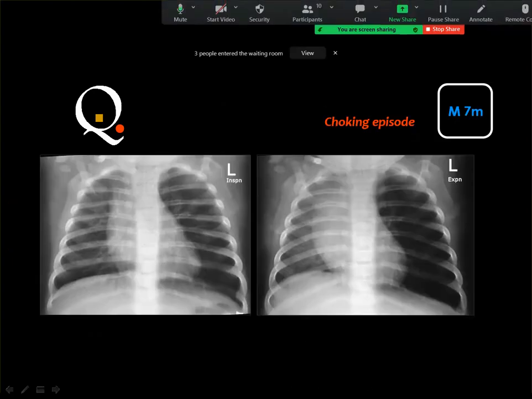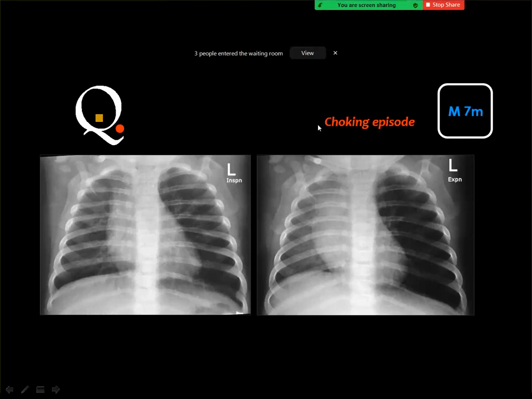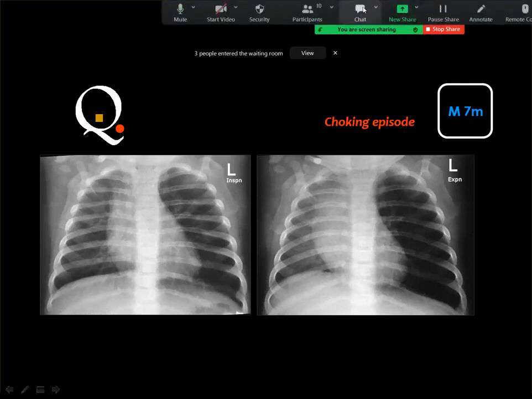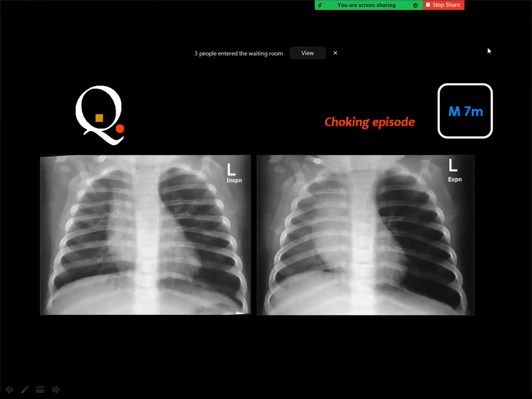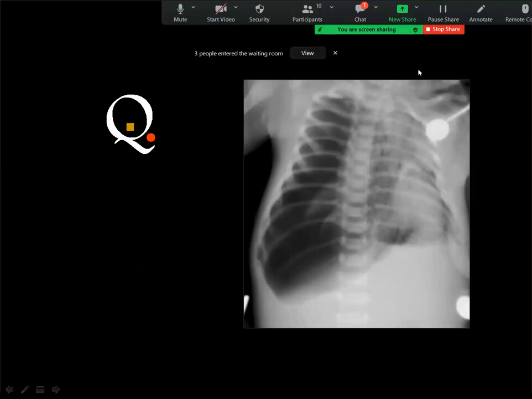Next case is a chest of a child 7 months old with choking episodes. Foreign body aspiration on the left side. This is the inspiratory film and this is the expiratory film, where you get hyperinflation in the left lung, which is not deflated on expiration. Extremely diagnostic of foreign body aspiration in this particular age group. Next case.